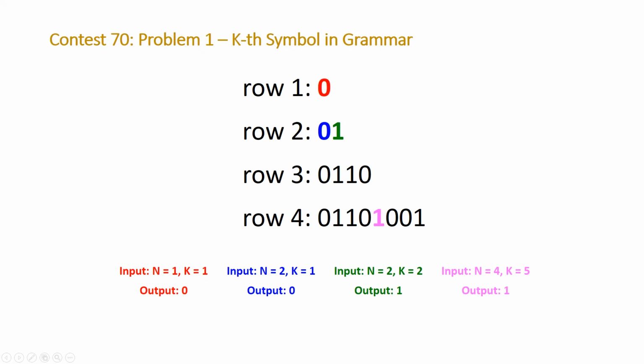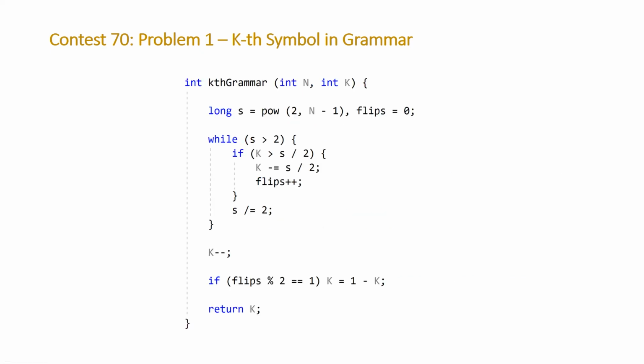So let's take a look at the code. We initialize a long s to be equal to 2 to the power of n minus 1, and that's going to be the length of our row. And we initialize a variable flips equal to 0. And so we have a while loop. While the length of s is greater than 2, if k is in the second half, so if k is greater than s over 2, we shift it, and then we do a post increment to our variable flips.